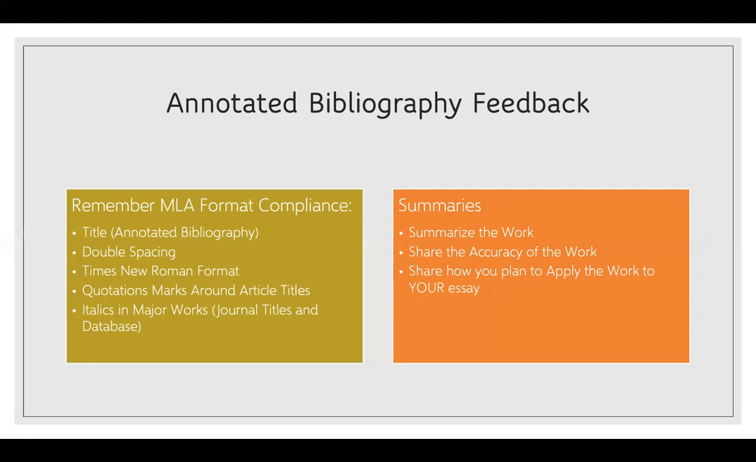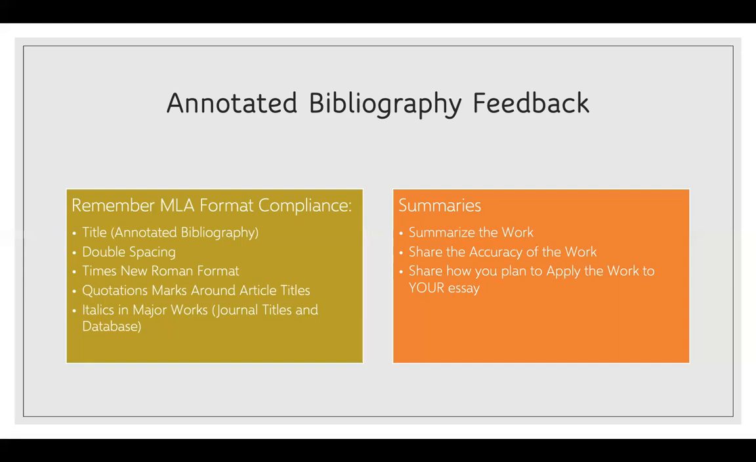Just a couple small errors. A lot of you have article titles as well as journal titles. Quotation marks should be around your article titles, and italics are for major works such as journal titles and databases. Keep in mind that if you reference articles in your summary, those need to have quotation marks. And if you reference journal titles, those need to be in italics in your summary as well. So just make sure that you have consistency there.